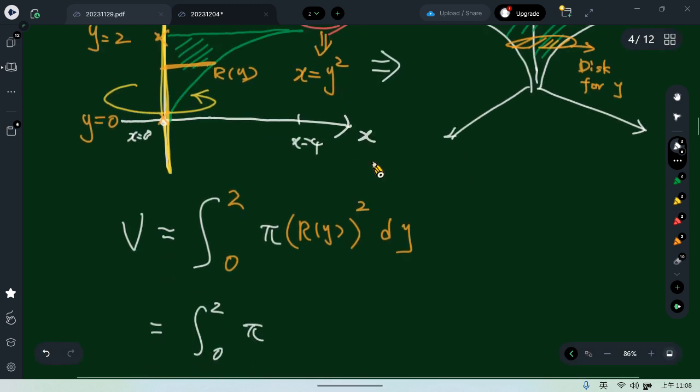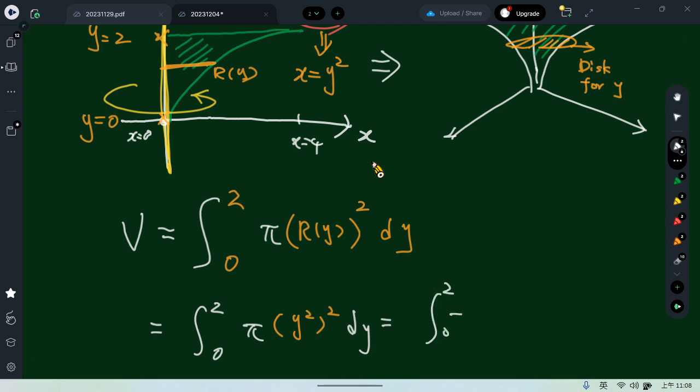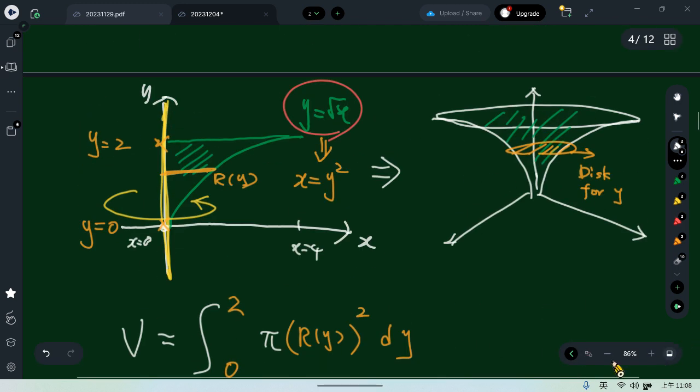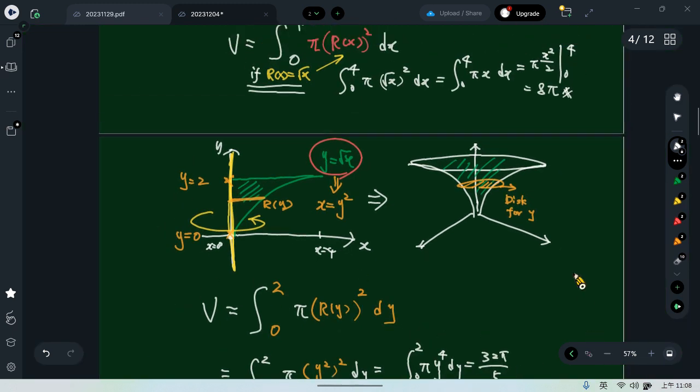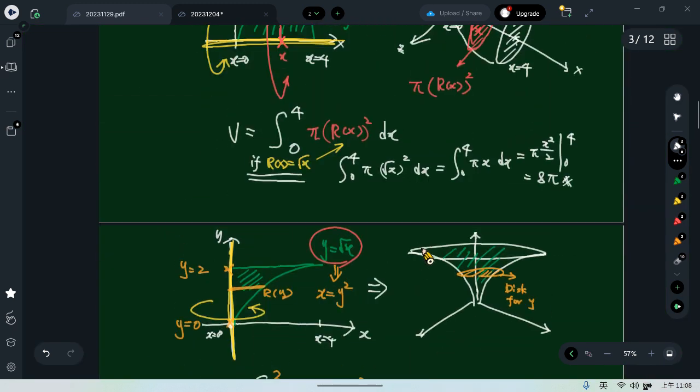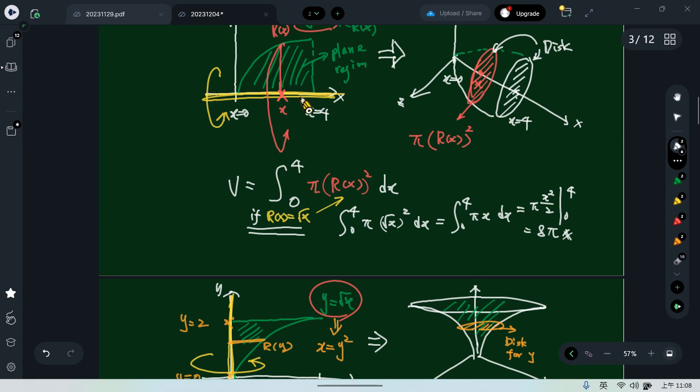This is y squared, so it will be the square of the square root, dy. So it will be the integral of pi y to the power 4 dy, so that the result will be this. So you can have a simple comparison between this one and this one. Because the rotation axis is different, the result is also different.